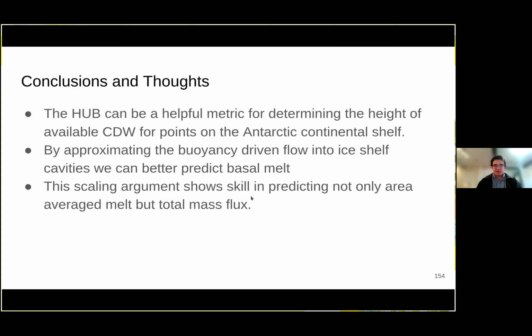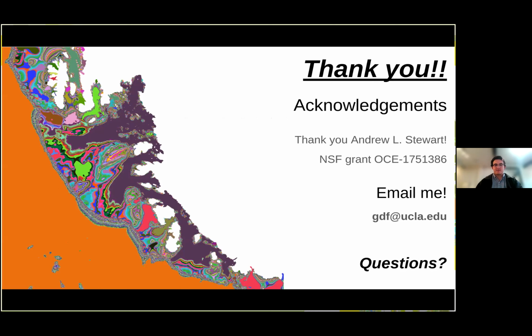Yeah, so just to wrap it all up, we think that the hub can be a helpful metric for determining the height of available CDW across the Antarctic continental shelf, and that by approximating the geostrophic flow inside of ice shelf cavities, we can better predict the heat transport into them and therefore the basal melt. And this scaling argument we came up with shows skill in predicting area average melt and total mass flux. But there's a lot of room to improve for sure. Yeah, that's all I got.